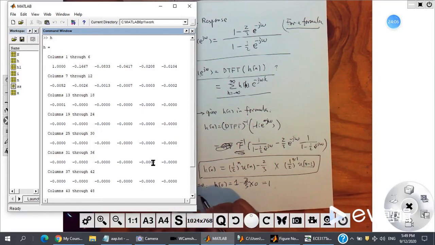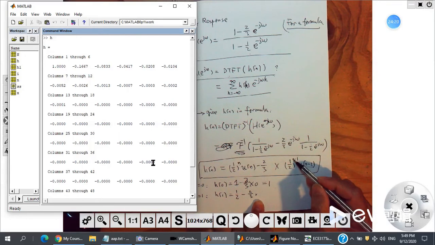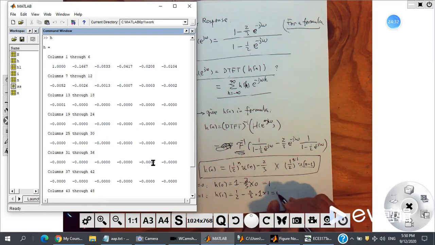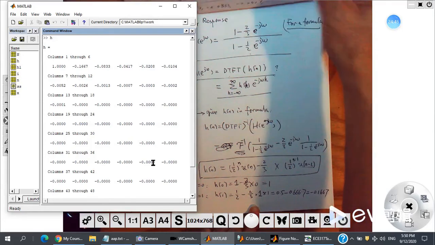And n equal to 1. H of 1, for n equal to 1, this is 1/2, right? This is 1. And minus 2/3 times n is 1. So this is 1/2 to the power 0, which is 1. And when n is 1, u of 0 is also 1. So it is 1/2 minus 2/3, so it's negative 0.1667, right?